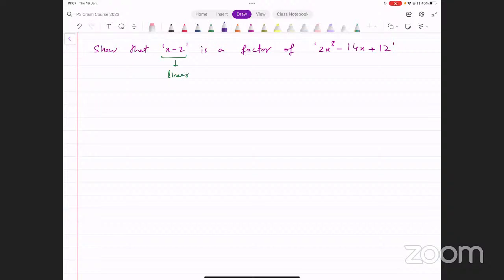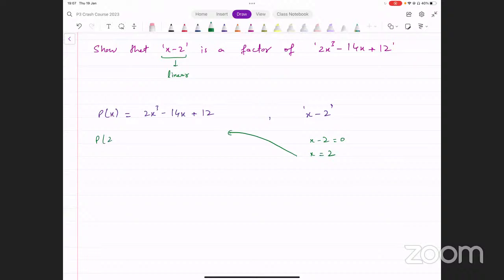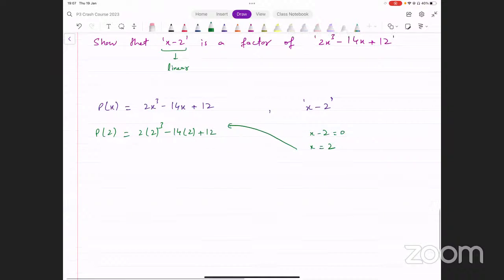Now, let's write down the polynomial. Let's call this p of x. The polynomial is 2x cubed minus 14x plus 12. x minus 2 is the divisor. Now, how do you find the remainder when this polynomial is divided by x minus 2? What we do is we put x minus 2 equal to 0. What value of x do we get from this? We get x equals 2, and you put x equals 2 in this polynomial. That gives us p of 2 equal to 2 into 2 cubed minus 14 into 2 plus 12. That's what we get when you input x equals 2 in this polynomial.